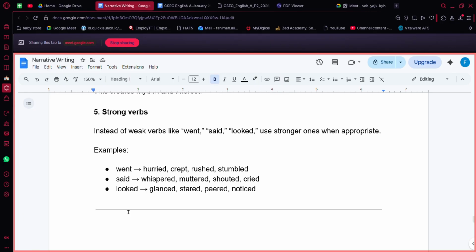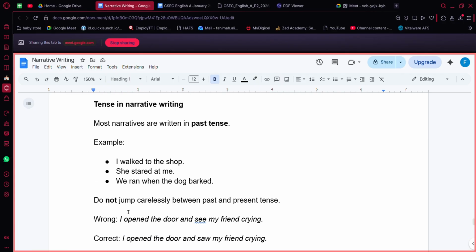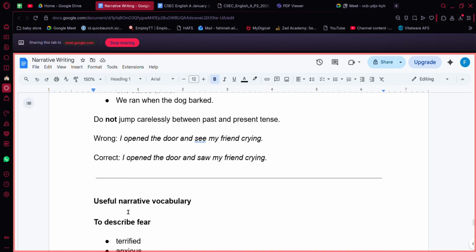So use past tense. We have that. Don't just jump between past tense and present tense. So it is wrong to say, "I opened the door and see my friend crying." That overall is not standard English too, right? That is incorrect grammar. You have to say, "I opened the door and saw my friend crying." So don't mix up your tenses.